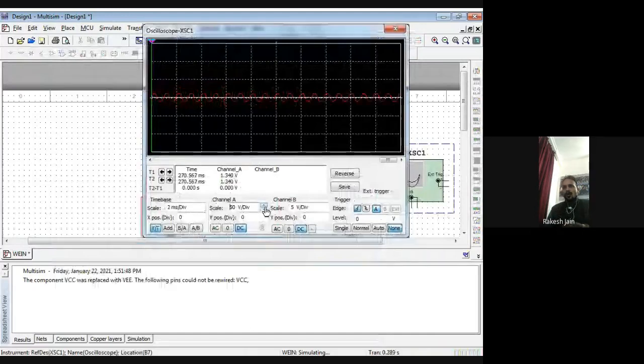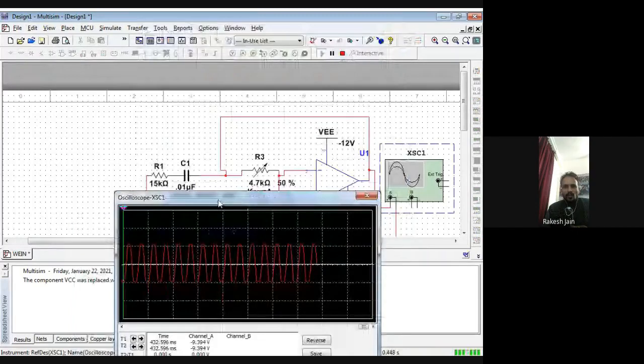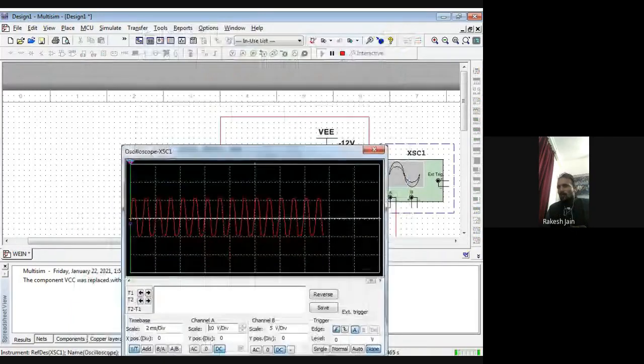Okay, so I hope you understand the practical. By changing the value of resistor and capacitor, we can change the output sinusoidal waveform. So that's all about this Wien bridge oscillator. I hope you understand this Wien bridge oscillator practical.